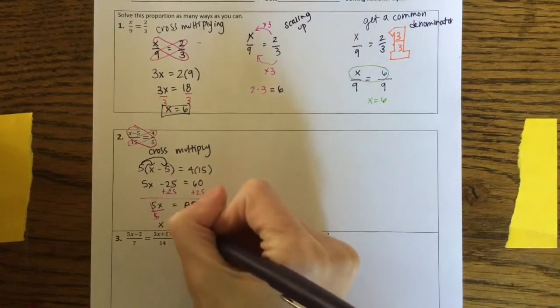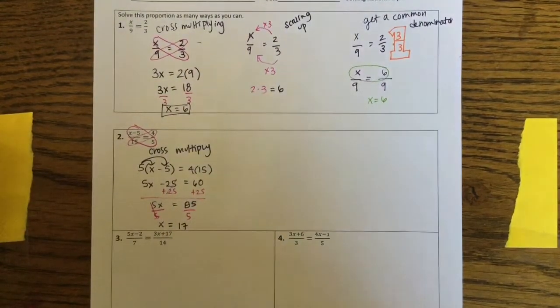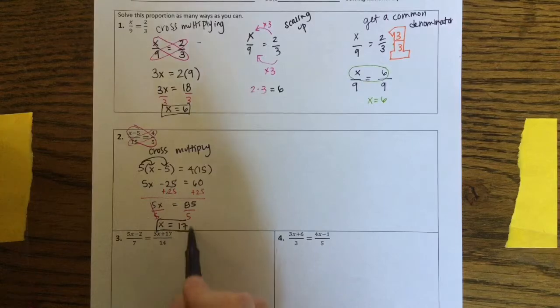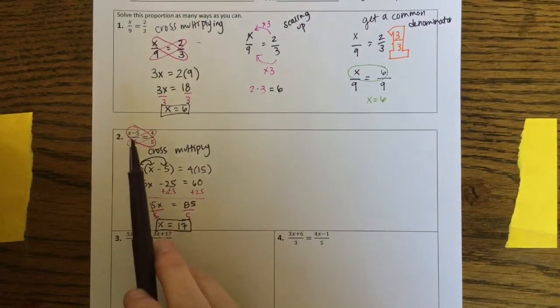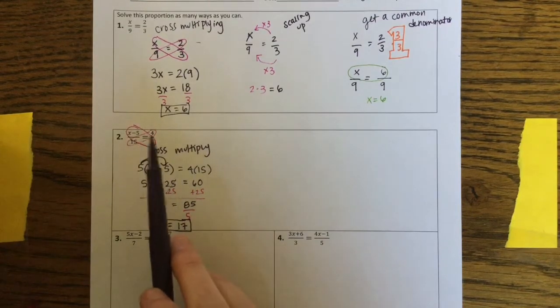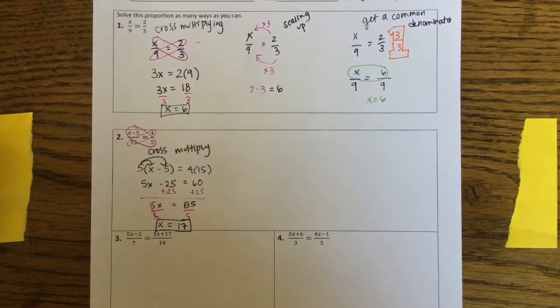And you would get 17. So x is equal to 17. And you could always check your answer by plugging in 17 back for x and make sure that the two sides of this equation really do equal each other.